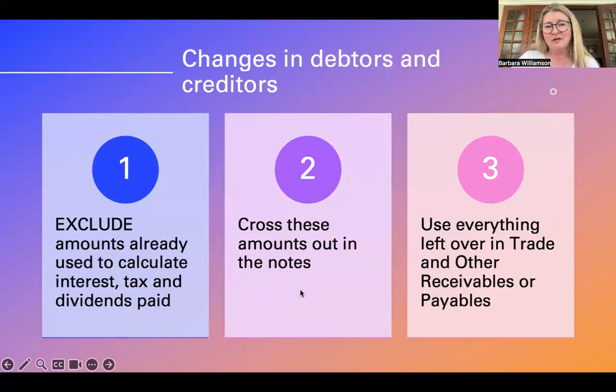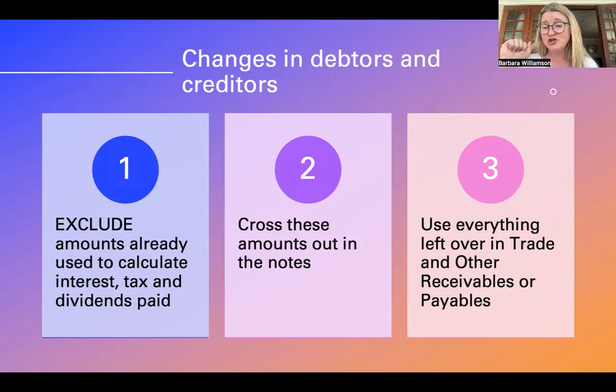The last thing that I can show you over here for your cash flow statement is when you are doing changes in debtors and creditors. These can be quite complicated because there are a number of figures that go into it. The easiest way to handle it is look at your receivables or payables note, if possible, if they've given it to you. Keep in mind that you've already calculated interest, tax, and dividends paid. So any numbers relating to those items need to be excluded because you've already used them.